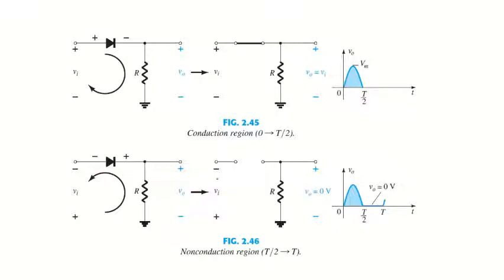In the negative half the circuit is open, so current will not flow, and from T/2 to T we have a negative cycle. In the negative cycle the voltage Vo is equal to 0 volts, and this is the non-conducting region, from T/2 to T.